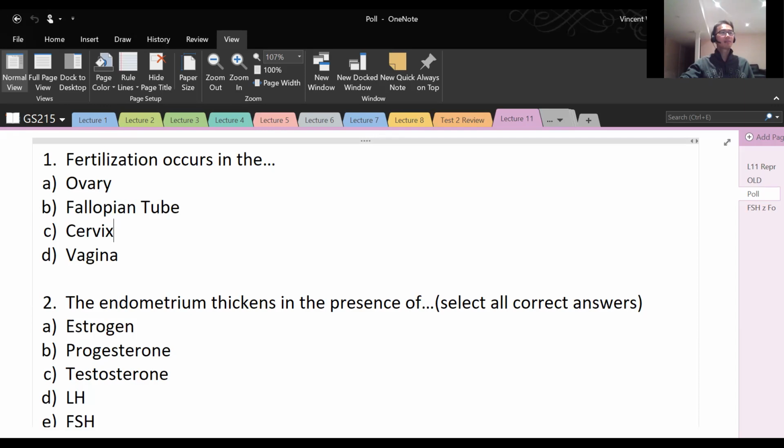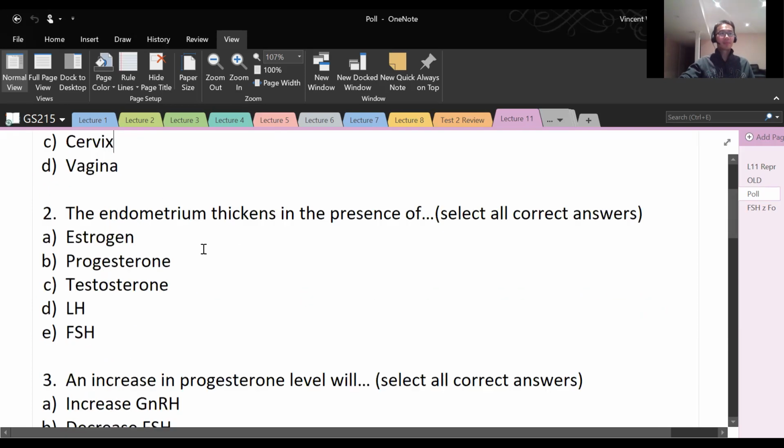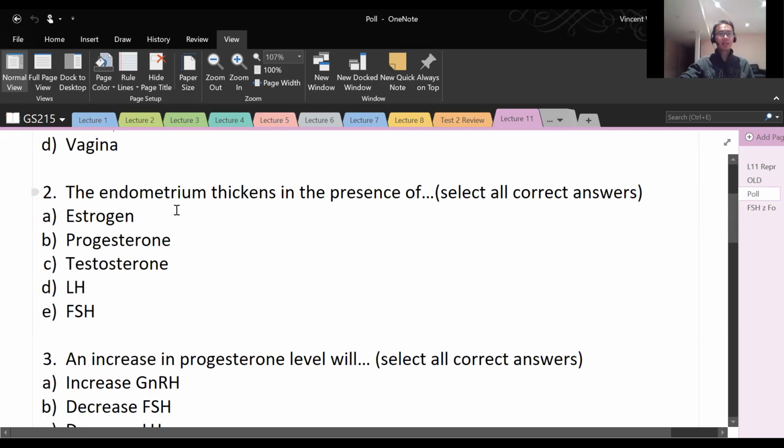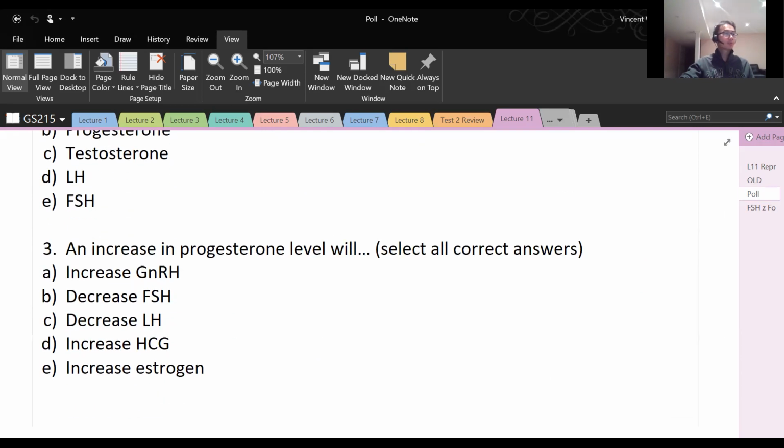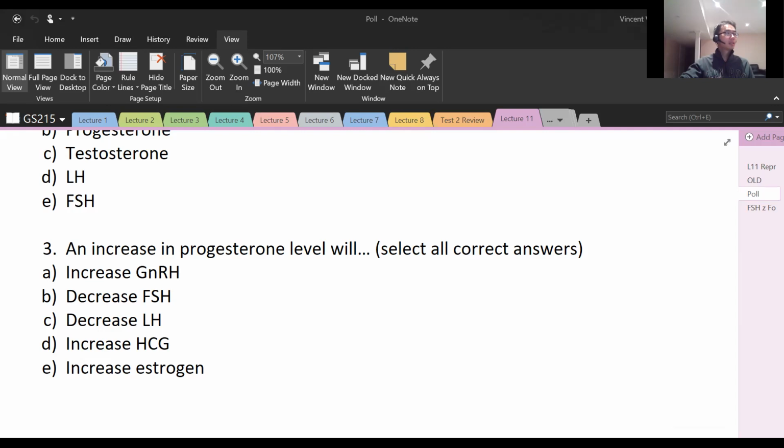Ectopic, right? Isn't that what I said? Maybe it's just my accent. Ectopic pregnancy. Okay. So next one, the endometrium thickens in the presence of, this one's pretty straightforward. It is the estrogen and progesterone. Okay. Let's try this one.